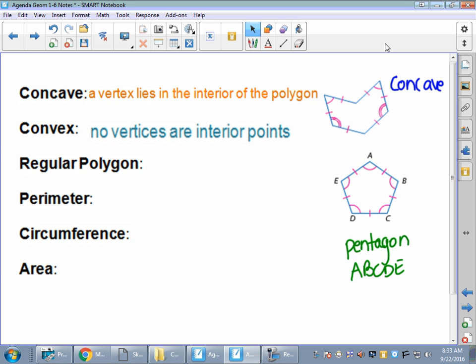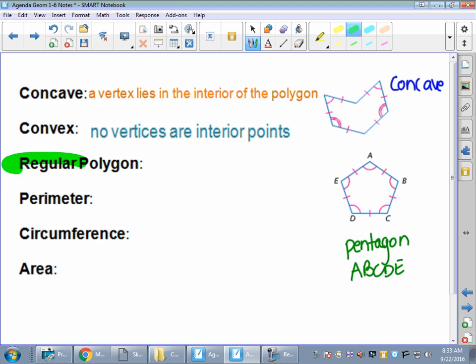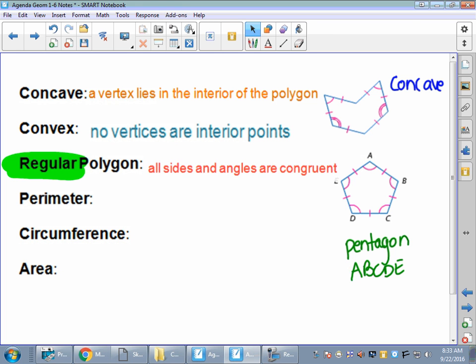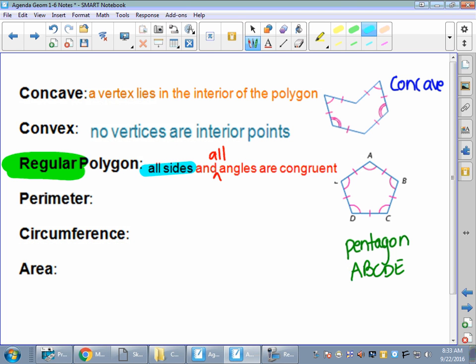So the other important thing that we need to mention is regular polygons. This is a really important term, regular, because it tells you something important about angles and sides. In a regular polygon, all sides and all angles are congruent. All sides, all angles are congruent. And again, feel free to abbreviate. You could use the congruent symbol instead.